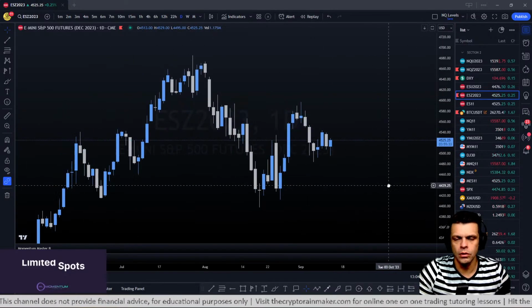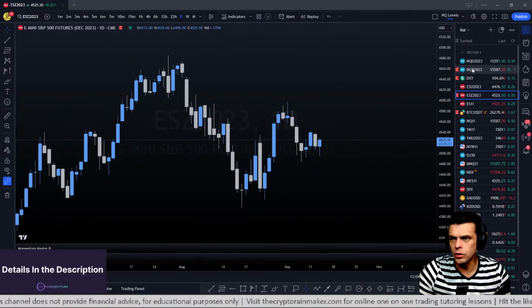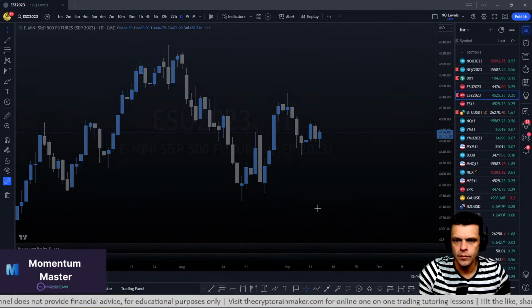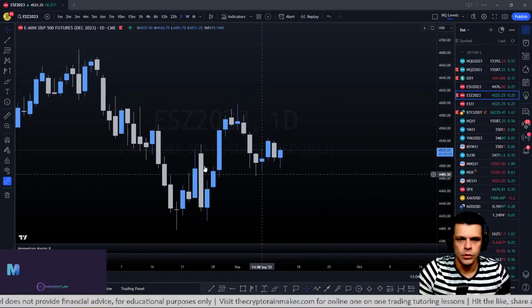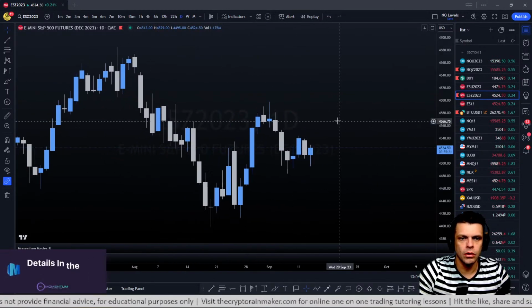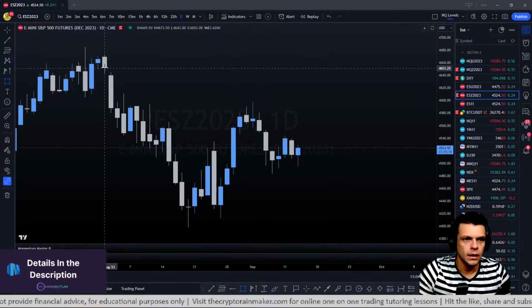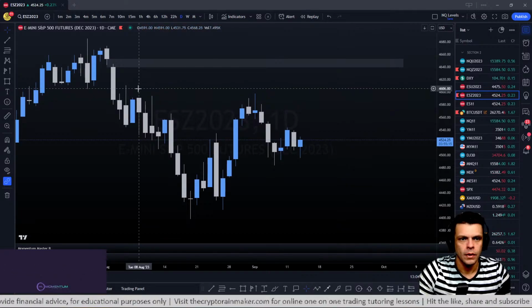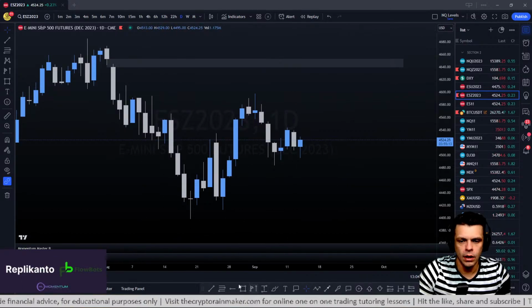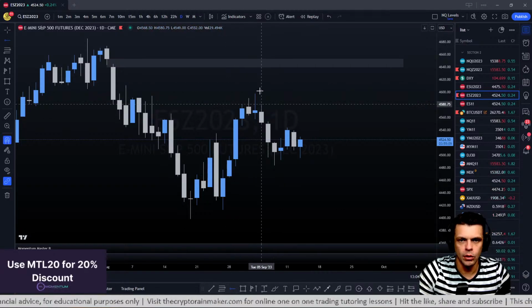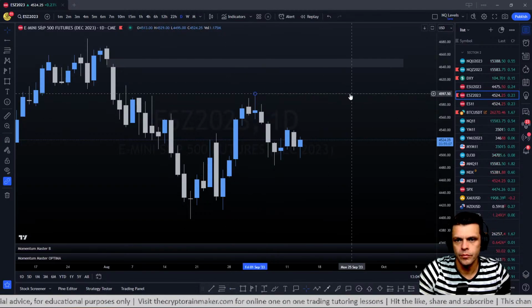Okay, so ES on the daily chart looks basically exactly the same as the Nasdaq. So it also broke into bullish market structure on the daily chart. It has the imbalance right here. And then we have these relative equal highs. So we have buy side liquidity being built up above these highs.